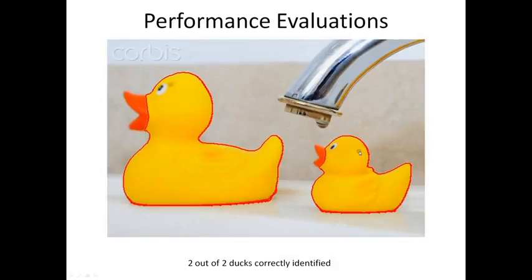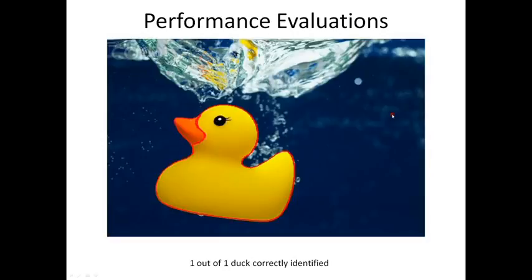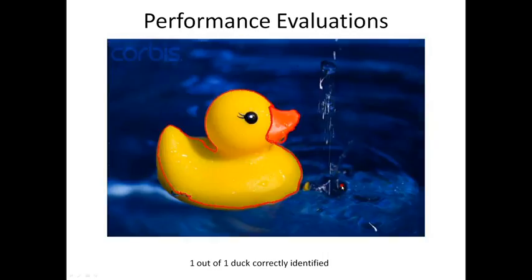In this example, we see a side view of two ducks, once again a big one and a small one, and they're both correctly identified. And some yellow noise is seen in the faucet here, and that's thrown out. So the algorithm was successful here. Here we have a rubber duck underwater. It does have a little bit of a reflection here that's correctly ruled out, but that duck is identified.